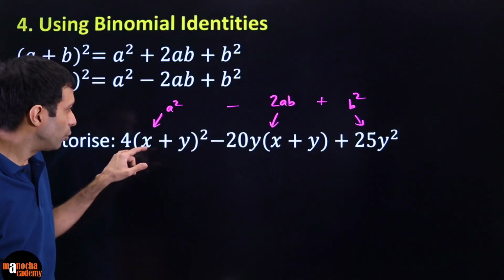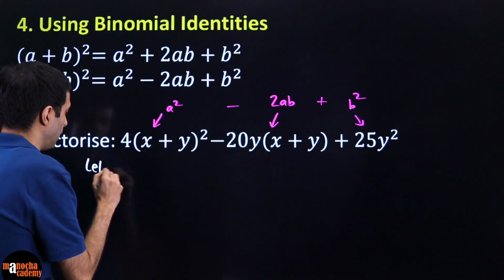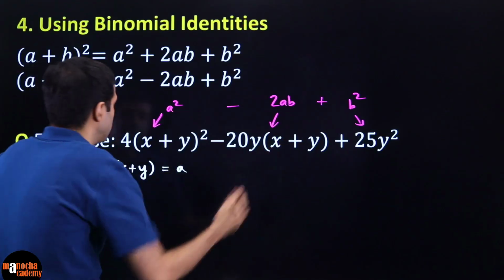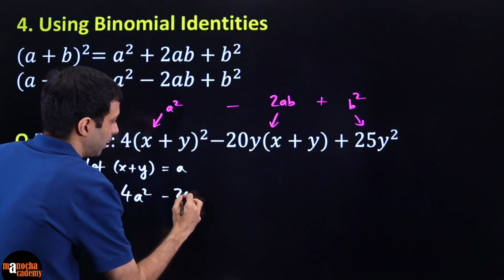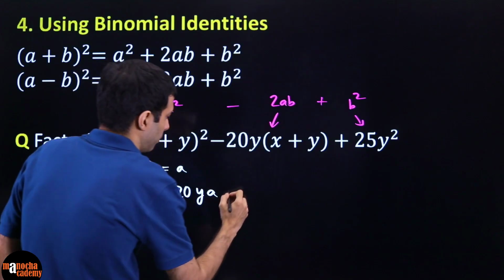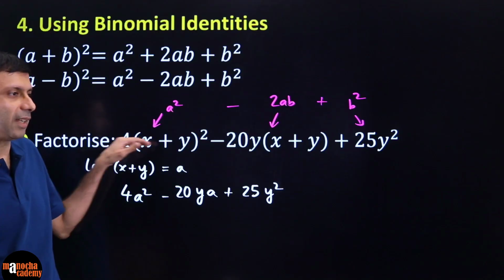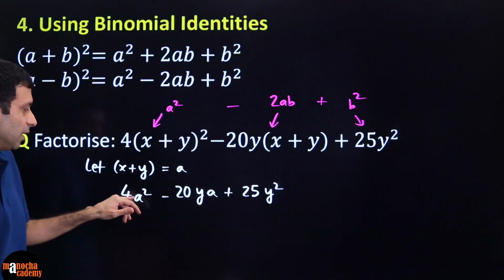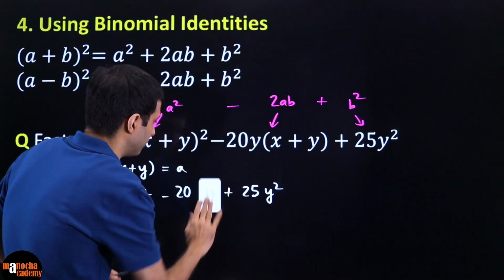One simpler thing is, you can see there's that x plus y. To simplify this, you can say let x plus y equal to a. So we can write this expression as 4a square minus 20ya plus 25y square. All I've done is let x plus y equal to a. So this expression is much easier to look at. You can see there's a square, there's a y square, and this ya, maybe you can write it as ay.